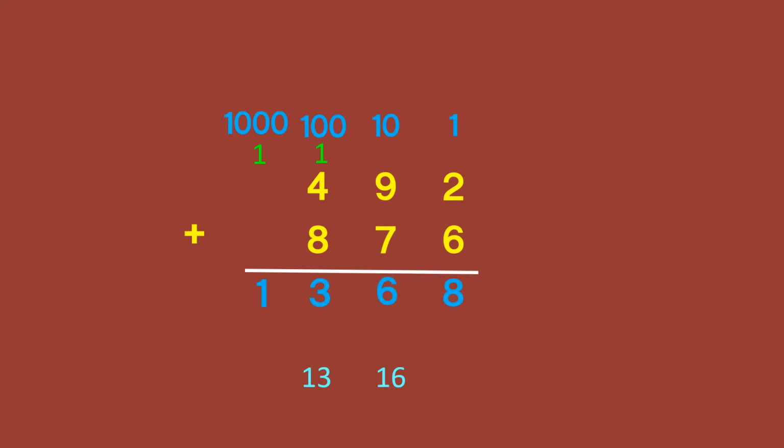So I can say 492 plus 876 is equal to 1368. Let's move on to another example.